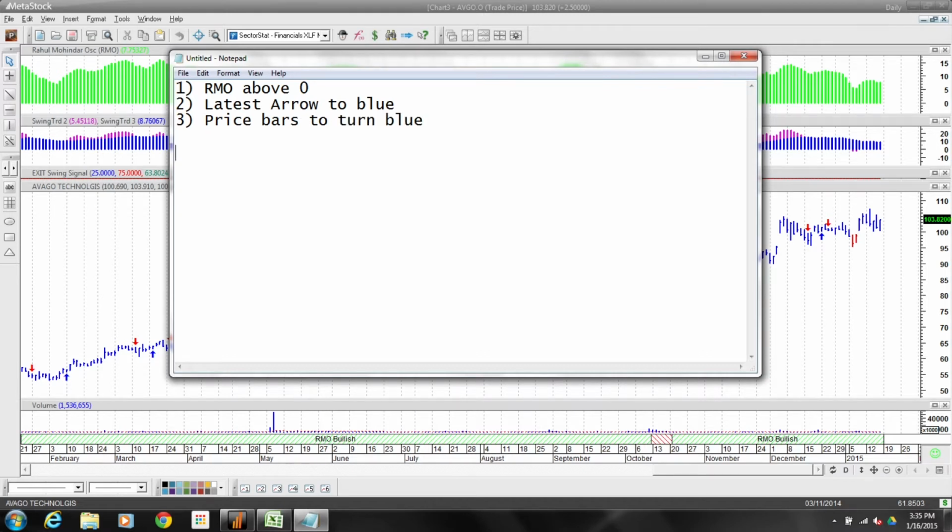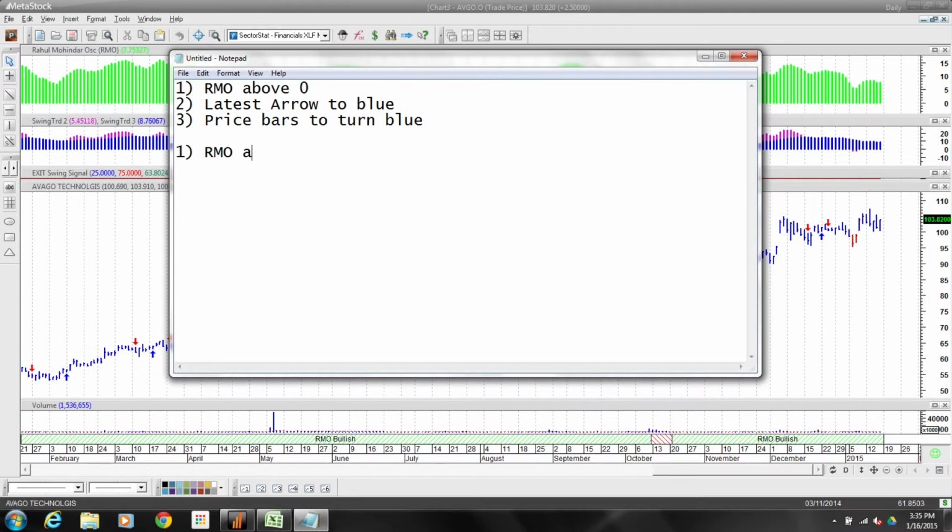Okay, so when those three things happen, that's an indication of entry. Now, one thing that's important to note is not all three of those things need to happen on the same bar. We're definitely looking for these to come into alignment, and when they do, that's a trigger to enter, but they don't have to happen at the same time.